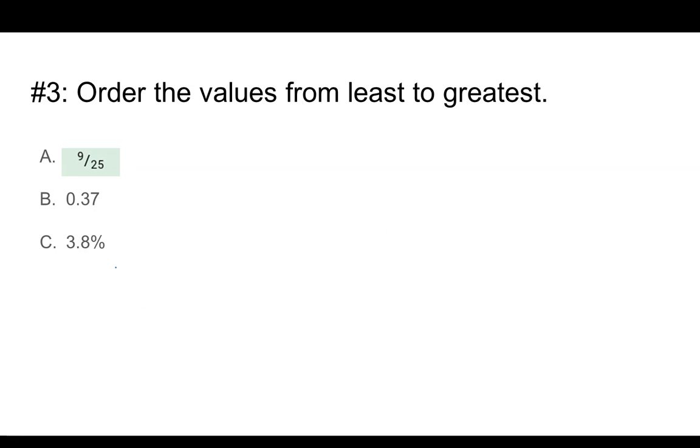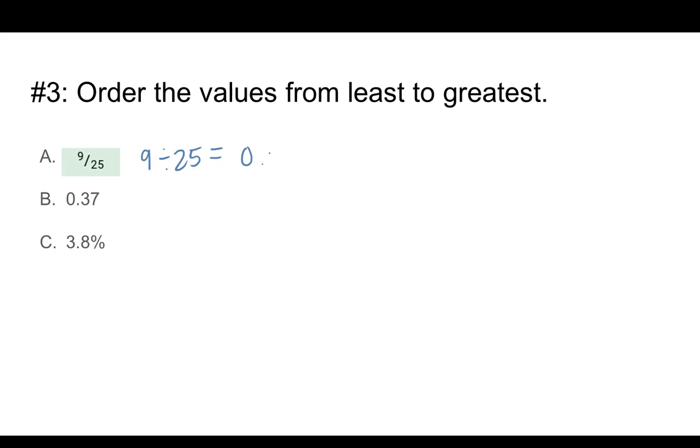Okay, number 3, order the values from least to greatest. Remember, you need to make sure they're all in the same form and then order them least to greatest. Okay, go ahead and pick your answer. Okay, you should have picked your answer. So for this one, I am going to put them all into decimals. So in my calculator, I'm going to do 9 divided by 25 because that's how I'm going to get the decimal. 9 divided by 25.